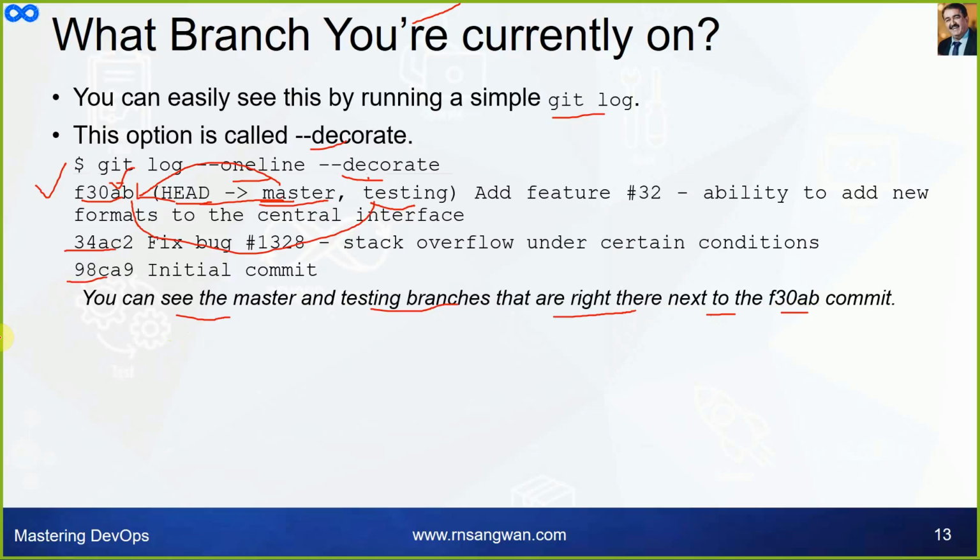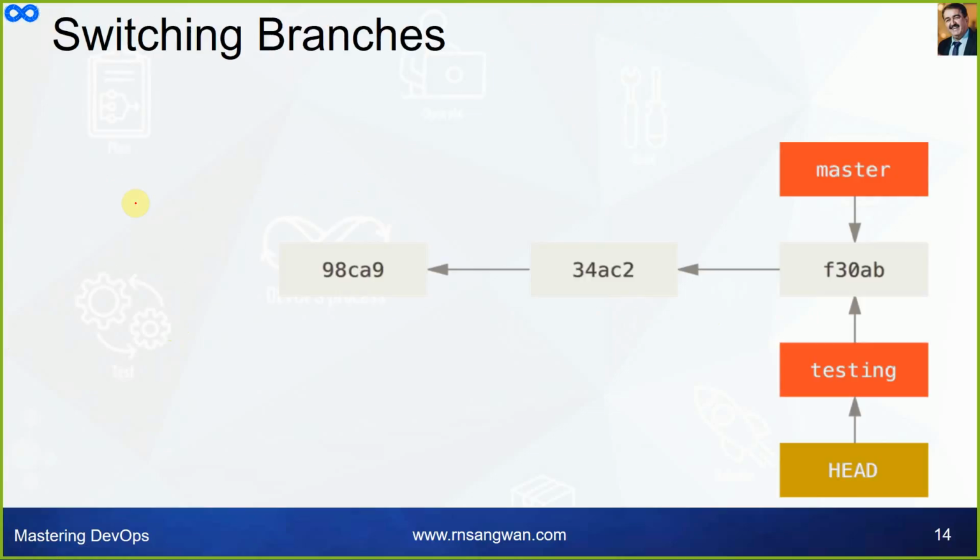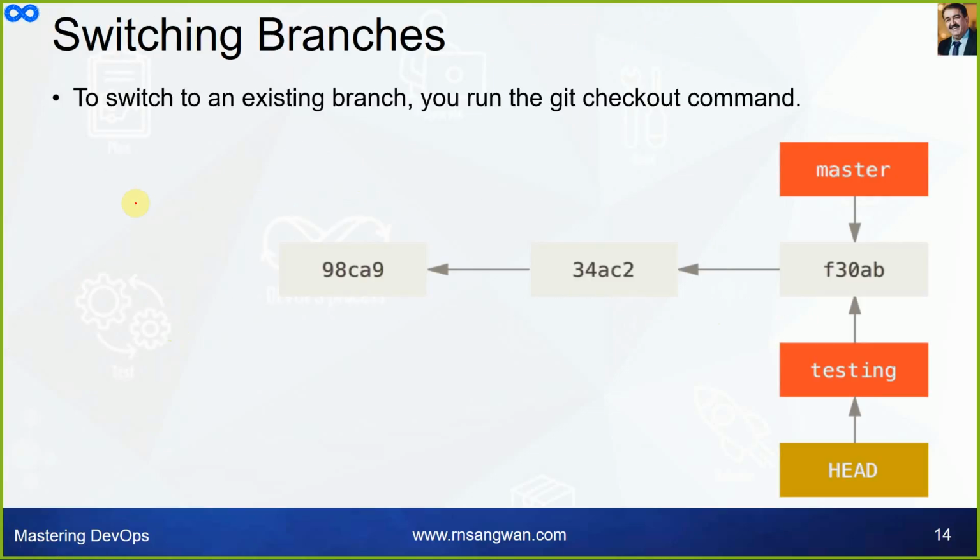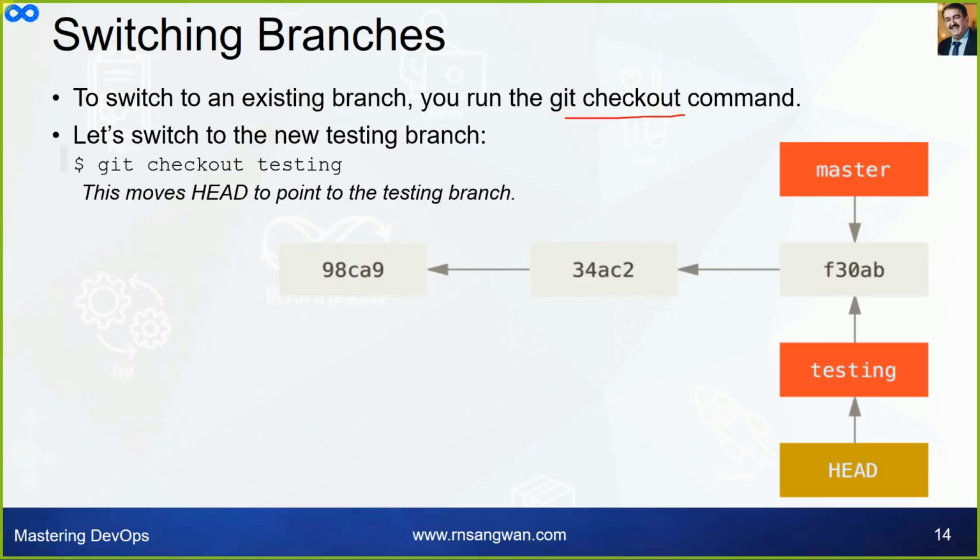So this says clearly that head, our identifier for which branch is the current branch, is pointing to master. But there is another branch called testing, both pointing to the same commit. So how do we switch branches? To switch to an existing branch, you run the git checkout command. So let's switch to the new branch, and you do that by using git checkout testing.